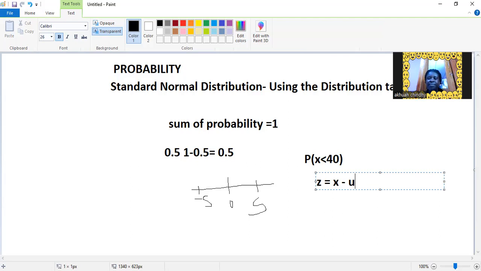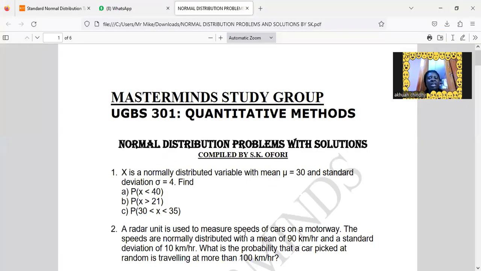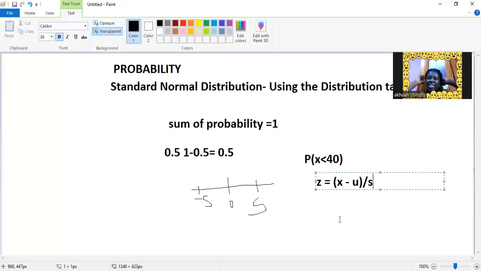Divided by the standard deviation. So I use X, but the standard deviation's symbol is this one, not S, but I don't have that on my laptop, so I use S. Okay. So that's the formula to use if you want to use the normal distribution table. You have to first translate the probability that you've been given into this form. Then you use the table to read. So that's the first step.